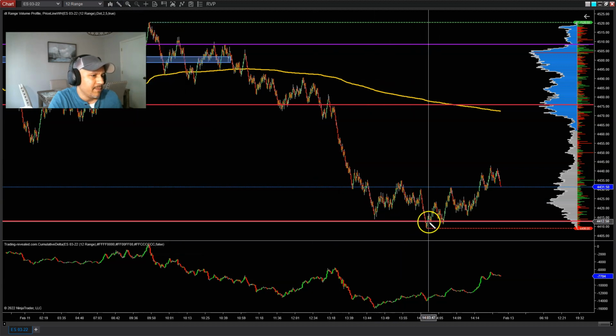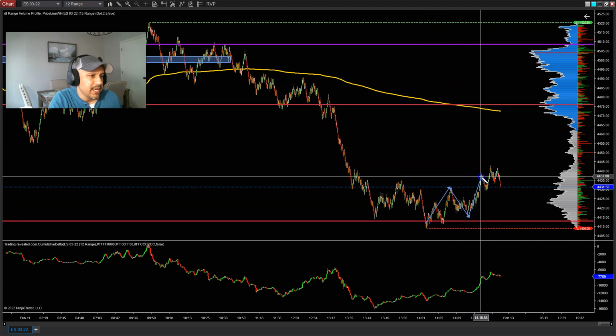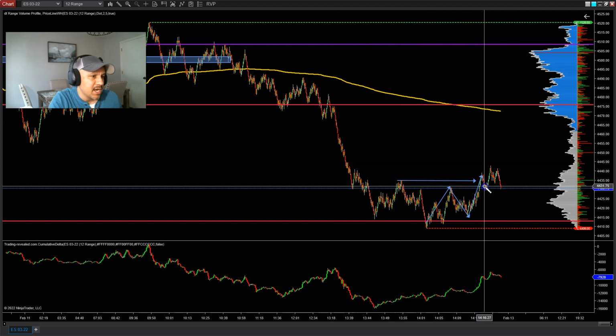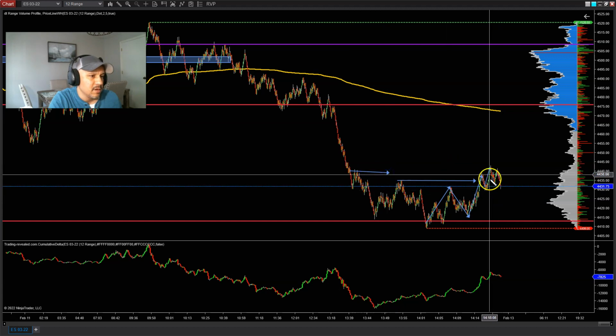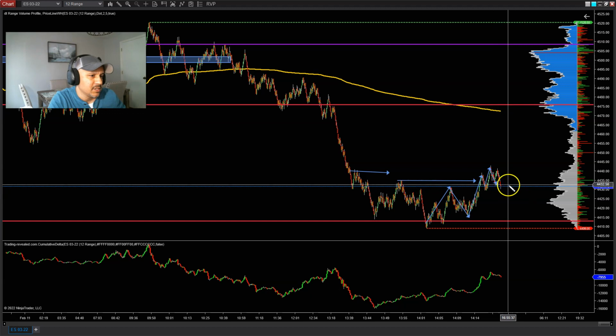But when it bounced off demand off that 1-hour chart, we pushed up here, pulled back, taking out an area of resistance right there. Then we push higher, taking out another area of resistance right here. So when price pulled back, you can look for the entry to go long.